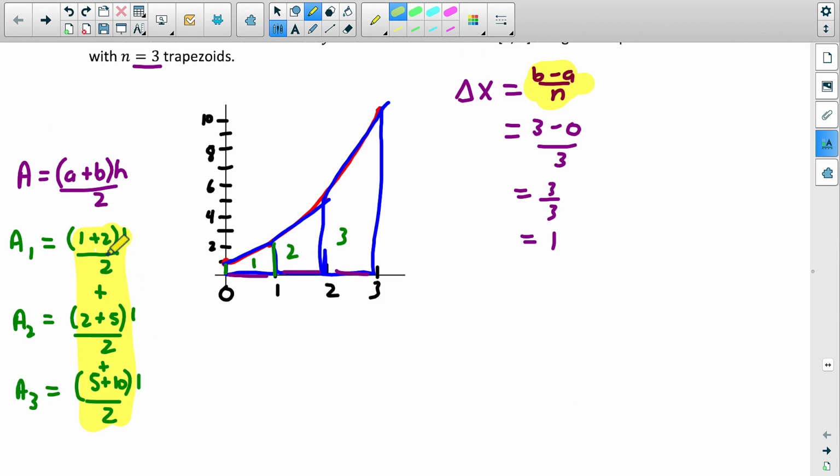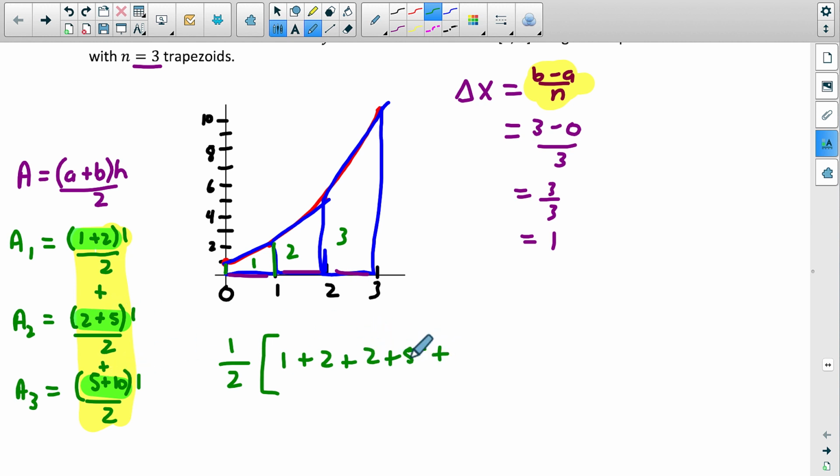So now the only thing left that we have to add together, if we factor out that top bit, is 1 plus 2, 2 plus 5, and 5 plus 10. So again, we're factoring out that 2, and we're also factoring out the 1 from each of these 3 cases, so we get 1 over 2 out front. Then what I still have left is 1 plus 2 plus 2 plus 5 plus 5 plus 10.